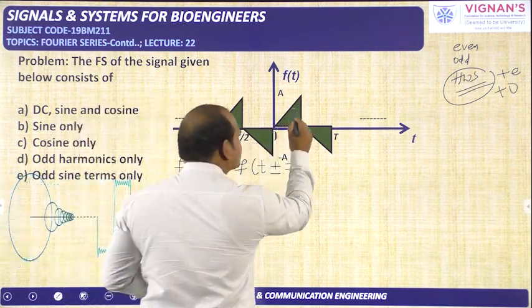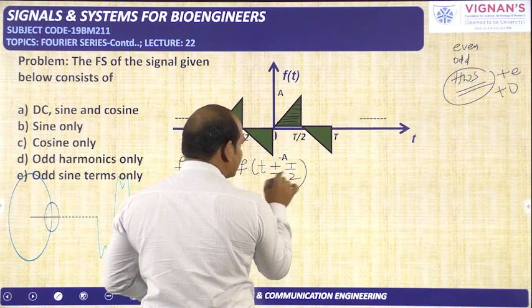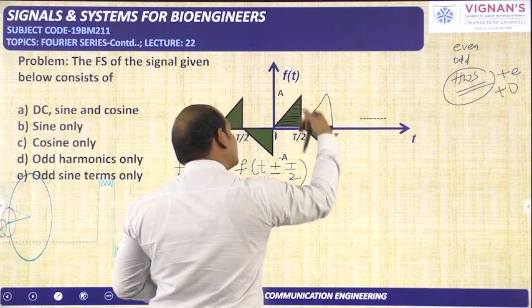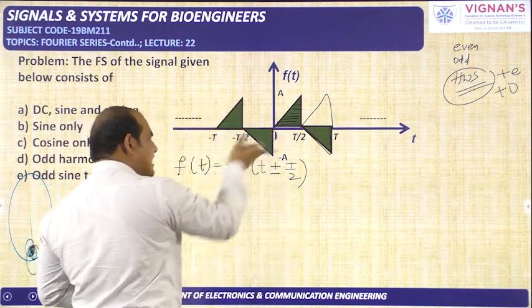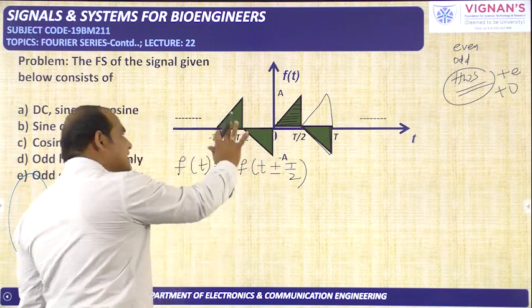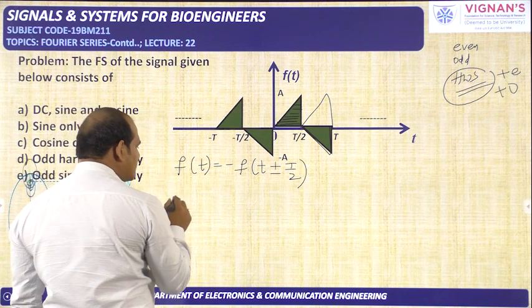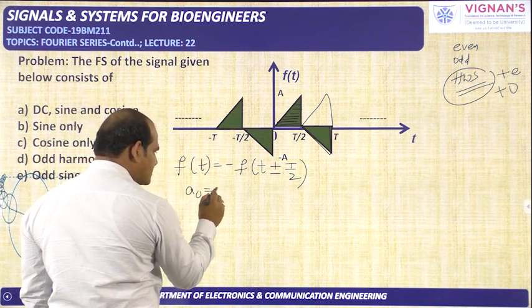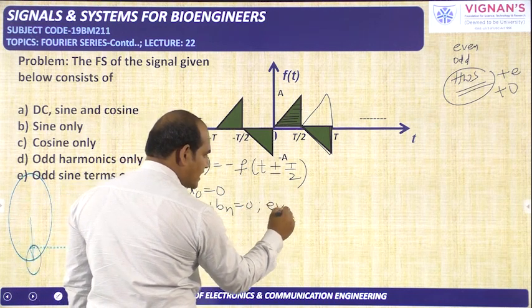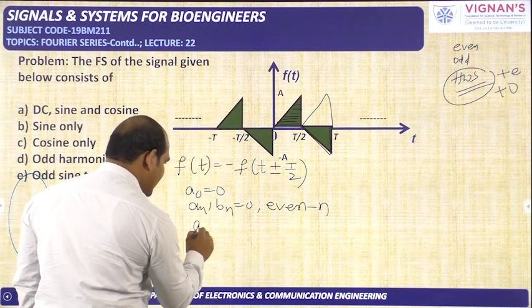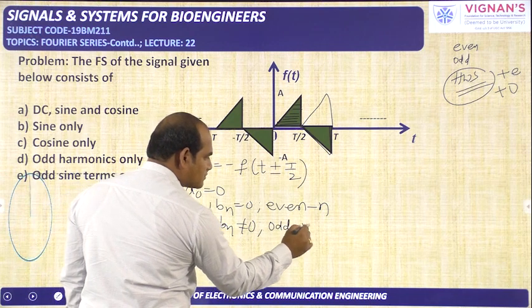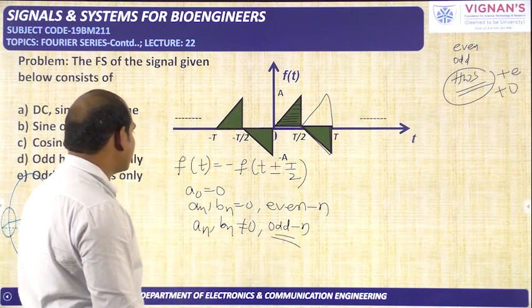So I'm choosing this half period, because here shifting is required. I'm doing shifting, it will come like this, then amplitude reversal, it will come like this. So it is satisfying this particular equation. So this has half wave symmetry. Whenever it has half wave symmetry, what conclusions can we give? A0 is equal to 0. An and Bn are equal to zero for even n values, and An, Bn are not equal to 0 for odd n values. So this is the thing.